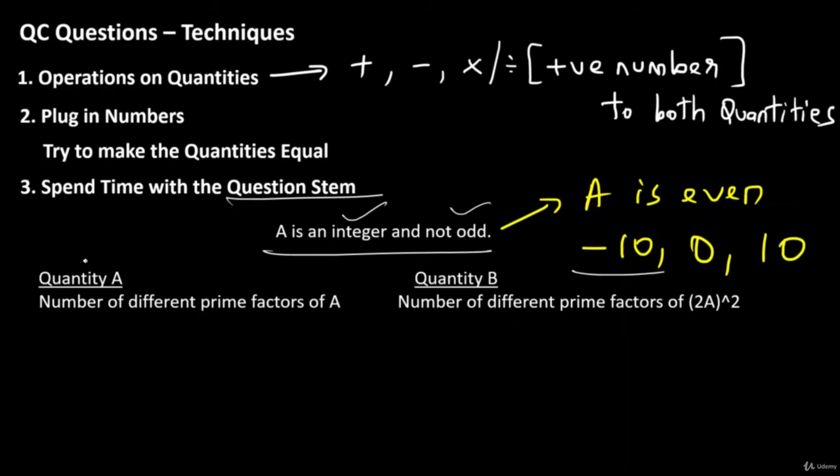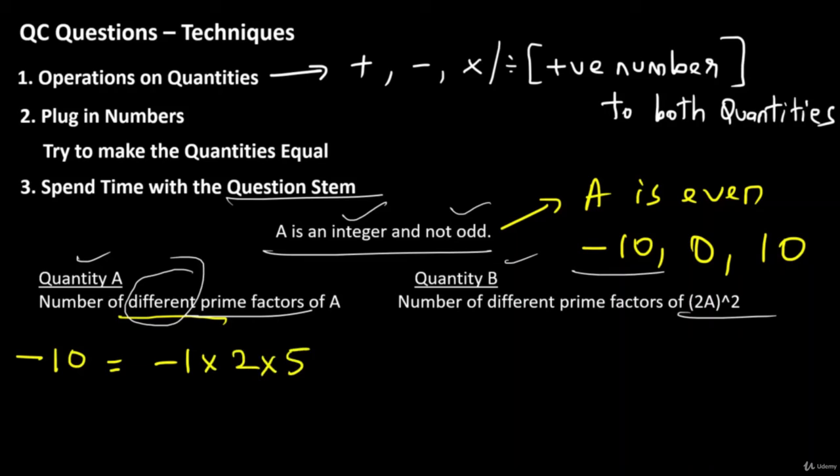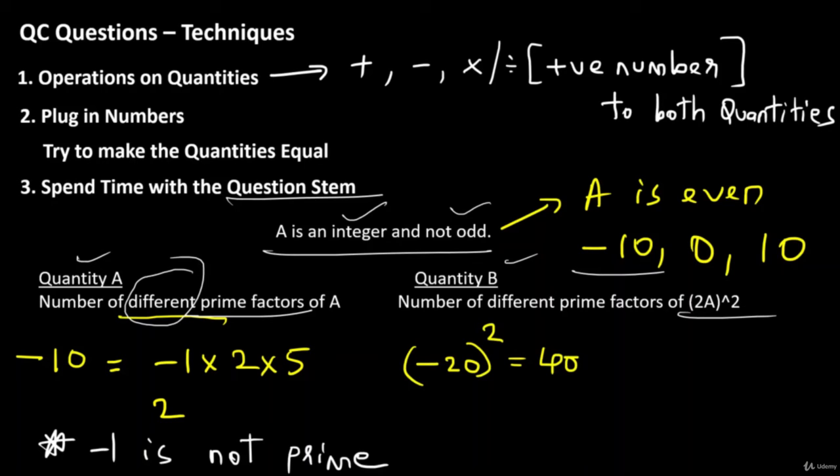If I take minus 10 as A, then quantity B will be (2 into minus 10, which is minus 20) to the power 2. Now what are the prime factors of minus 10? And remember, over here we are checking for different prime factors. Minus 10 is minus 1 into 2 into 5. Therefore, there are two prime factors for minus 10, right? Now, remember, minus 1 is not a prime number. Over here, (2A) to the power 2 will be minus 20 squared, which is equal to 400.